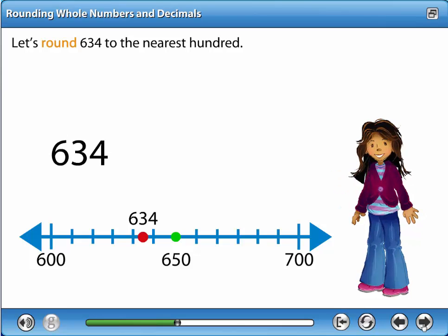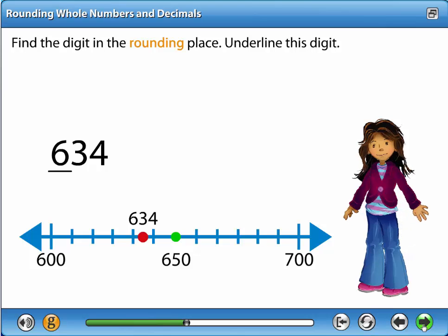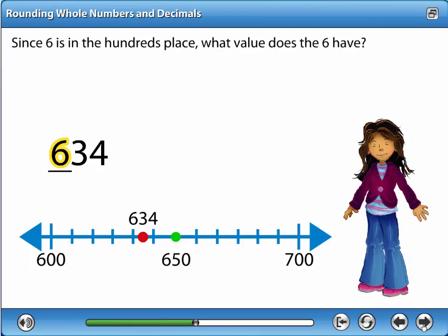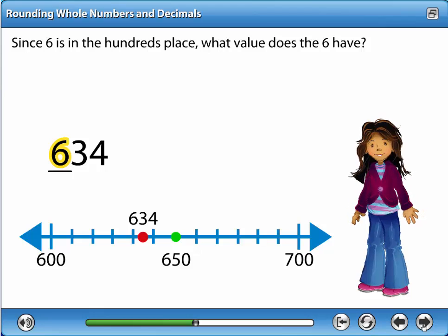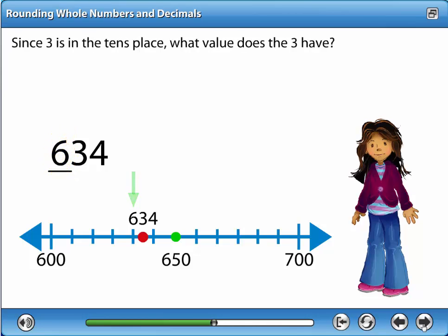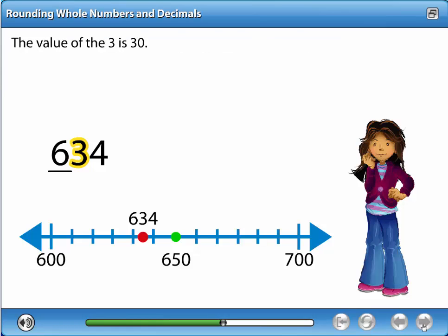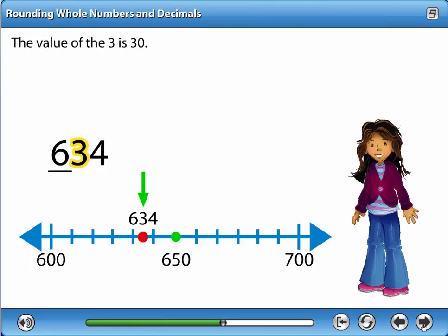Let's round 634 to the nearest hundred. Find the digit in the rounding place. Underline this digit. Since 6 is in the hundreds place, what value does the 6 have? The value of the 6 is 600. Since 3 is in the tens place, what value does the 3 have? The value of the 3 is 30.